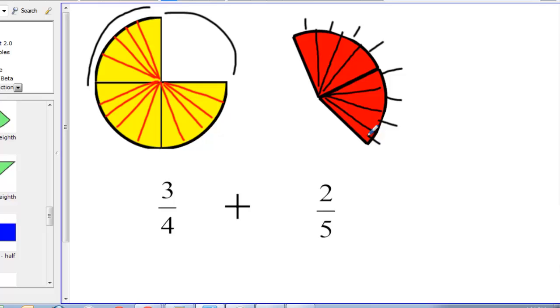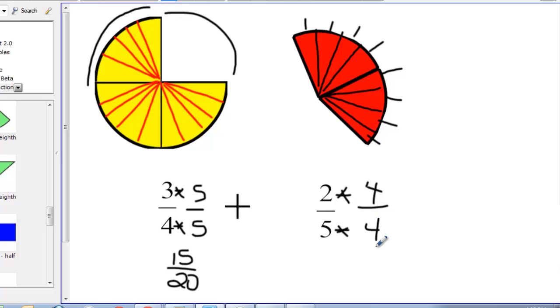So let's see what that looks like when I find a common denominator down here. I can see that I could change 3/4 into 20ths by multiplying the numerator and the denominator both by 5. And so that would give me 15/20ths. And I could change 2/5 into 20ths by multiplying both the numerator and the denominator by 4. And that would give me 8/20ths.